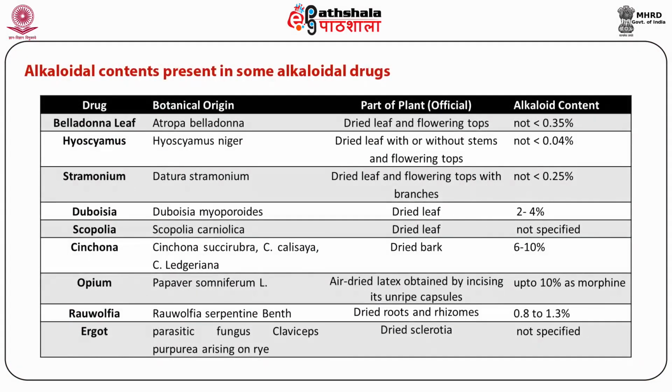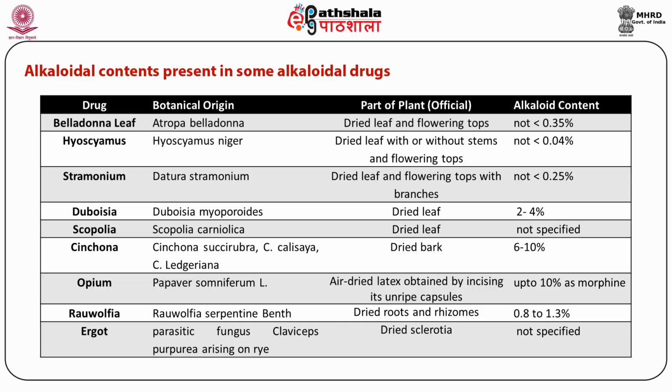This table presents a list of drugs containing alkaloids along with their botanical origin, the part used and the total alkaloid content needed. Let's see, first belladonna leaf, which is Atropa belladonna. The leaves and flowering tops in dried form are used as the official drug and it should not contain less than 0.35%. The other entries are like stramonium. Datura stramonium is the official drug.